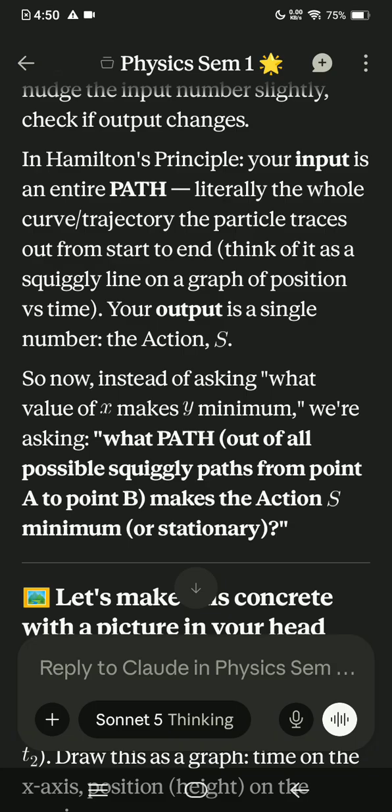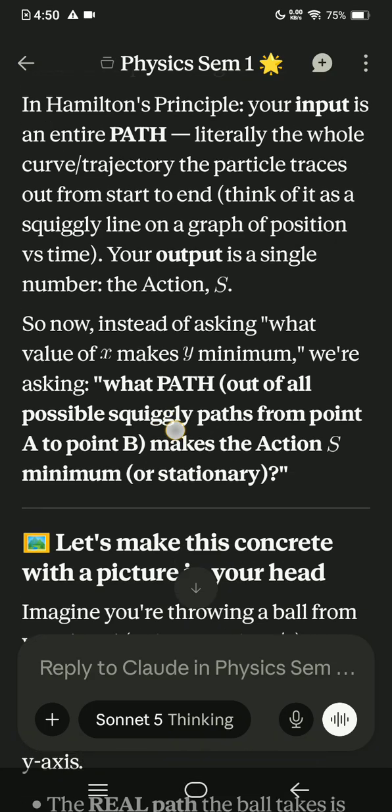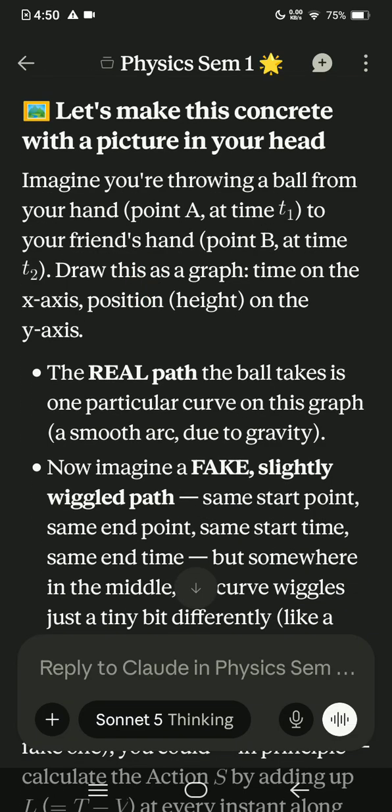Thinking of it as a squiggly line on the graph of position versus time, your output is the single number the action has. So now instead of asking what value of x makes y minimum, we are asking what path out of all possible squiggly paths from point A to B makes the action S minimum or stationary. Okay, get it. Let's make this concrete with a picture in your head.